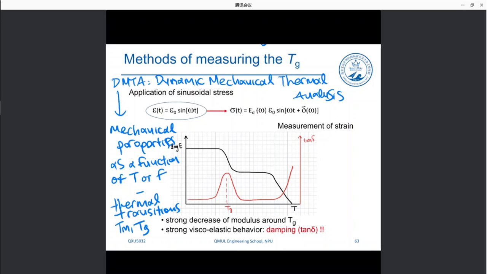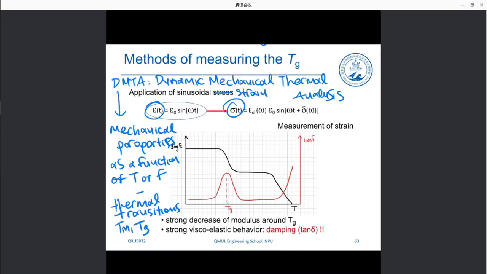What does dynamic mechanical analysis do? Essentially, we apply sinusoidal stress, and this is translated to strain, or we apply sinusoidal strain, and this is translated to stress. We strain the material, and this is translated to stress. Strain, stress.